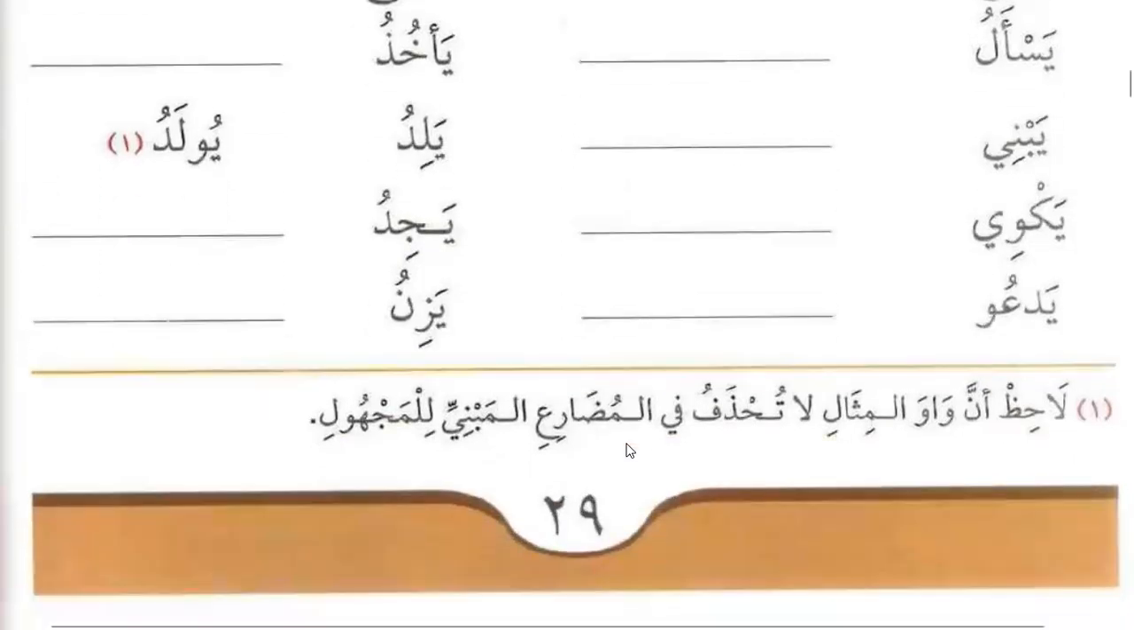So previously you have studied that when we make muzare of the fail misal, the vow is deleted, or the harf is deleted. But here he is telling you that when we make majhul of that muzare, that omitted letter comes back. Here the vow was deleted, but here the vow comes back. And in these three, ya and vow are replaced by alif maksura. Any question?